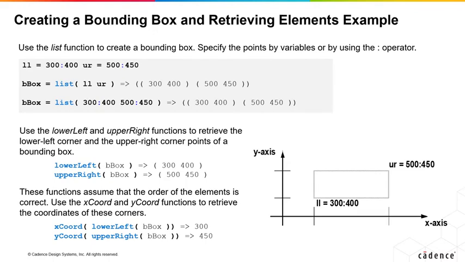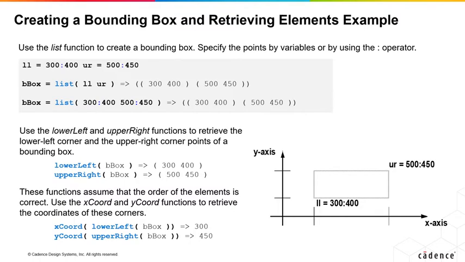Now once we've created lists, one of the things we will want to do is retrieve elements out of a list. For bounding boxes, there are some built-in functions called lowerLeft and upperRight that allow you to do this. You can see here in the example, lowerLeft of bBox, which is a list containing the lower left and upper right corners of the bBox, returns the lower left corner 300, 400. upperRight of bBox returns the upper right corner of bBox.